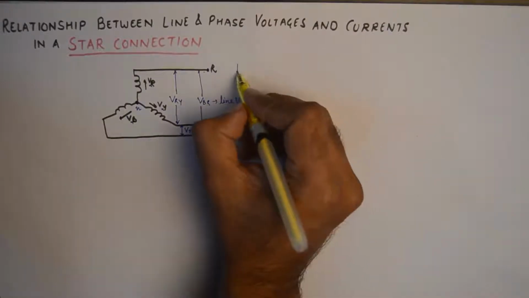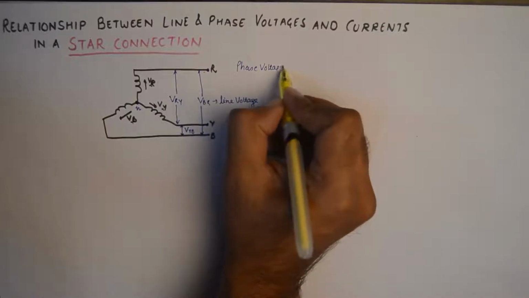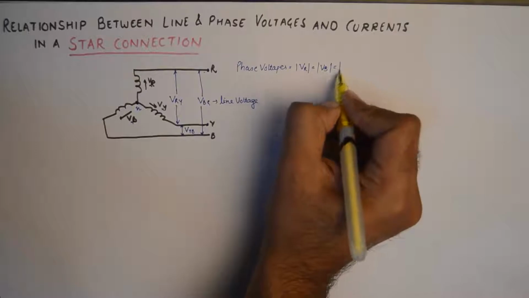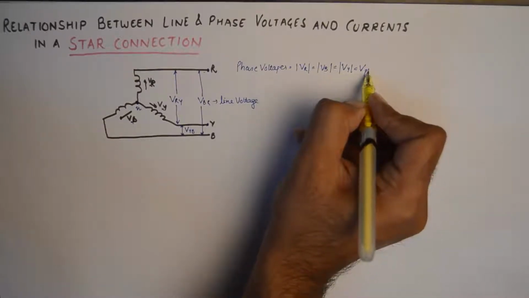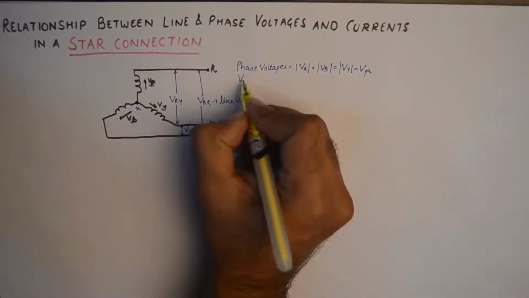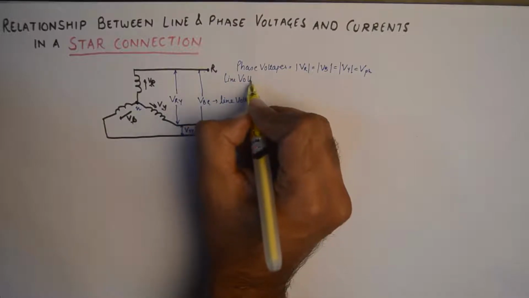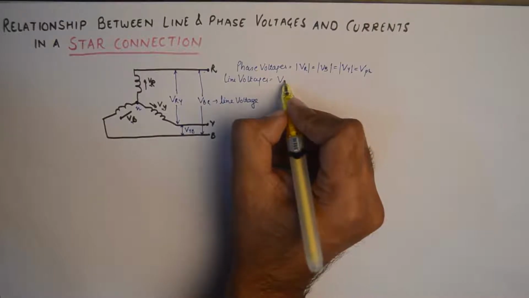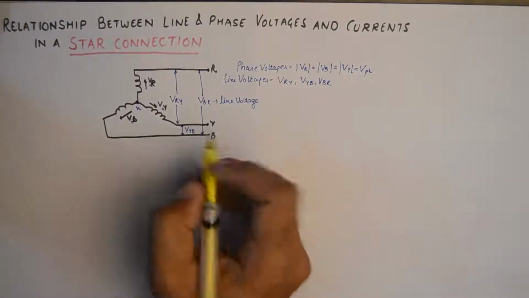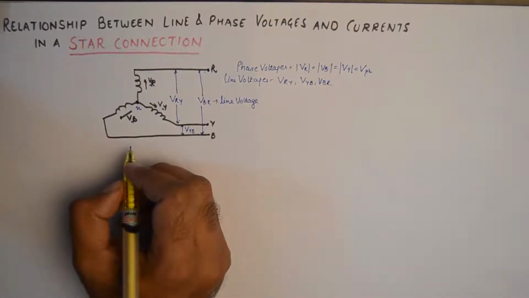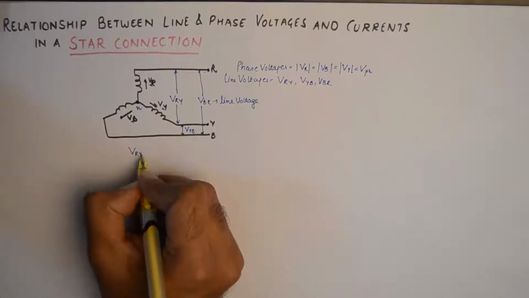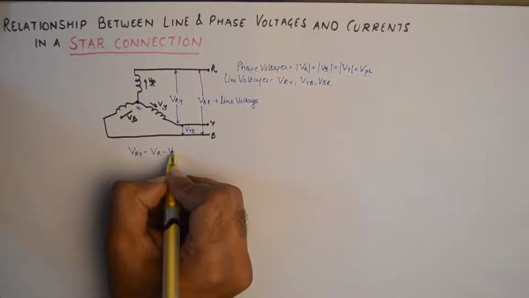So phase voltages are going to be VR, VB and VY, and let us assume they are equivalent to VPH. Whereas the line voltages in this case will be given by VRY, VYB and VBR. Now in this particular case we observe that the line voltage is the vector difference of VR and VY. For VRY, we observe that it is VR minus VY.